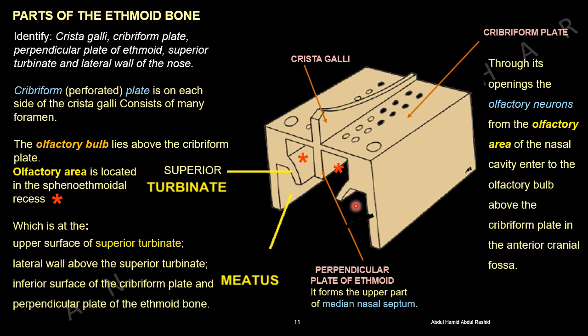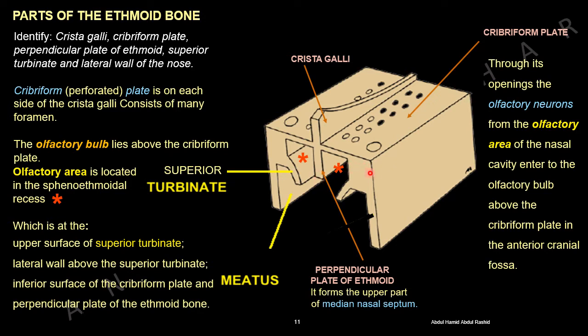This is the ethmoid bone located at the base of the skull. It is a complex bone. Let's identify the parts of the ethmoid bone. This is called crista galli. On either side of crista galli is the cribriform plate, which consists of many foramina. The downward extension of crista galli is called the perpendicular plate of the ethmoid bone.